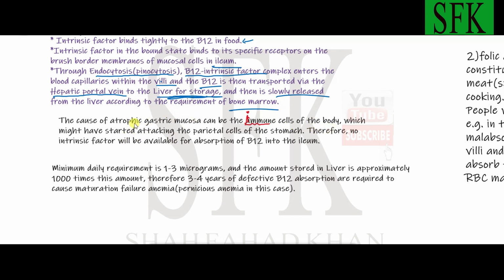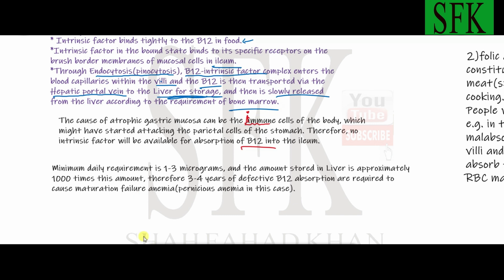They start attacking the parietal cells in the gastric mucosa, and as a result they are unable to produce intrinsic factor. And if the intrinsic factor is not available due to atrophic gastric mucosa, then B12 will not be absorbed into the ileum, into the microvilli.